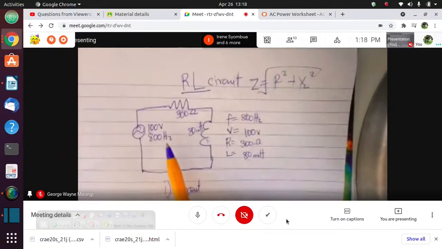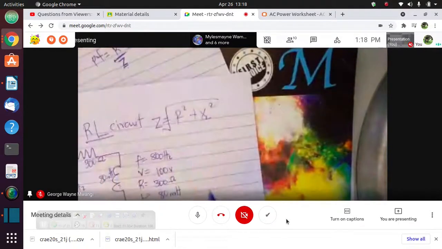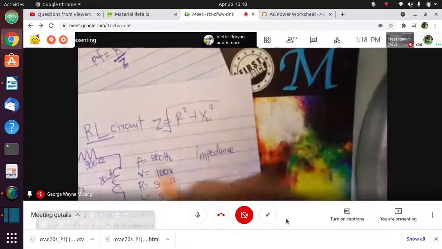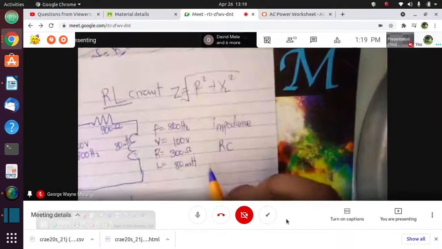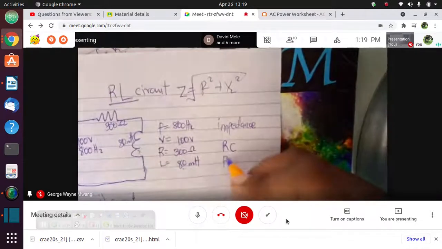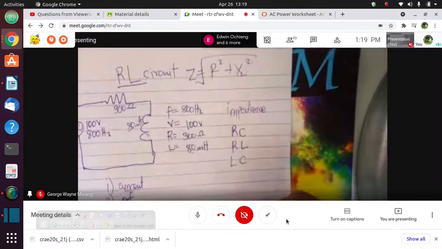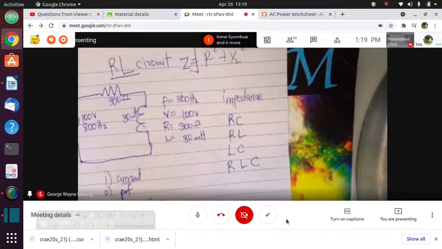Do you remember that? Yes. We said that when you introduce these components, an inductor and a capacitor, when we are finding the total resistance, we call it impedance. Now, depending on the configuration of the circuit, you might find that a resistor and a capacitor have been connected in series. We have a resistor and an inductor connected in series. We have an inductor and a capacitor connected in series, or we have all of them connected in series.